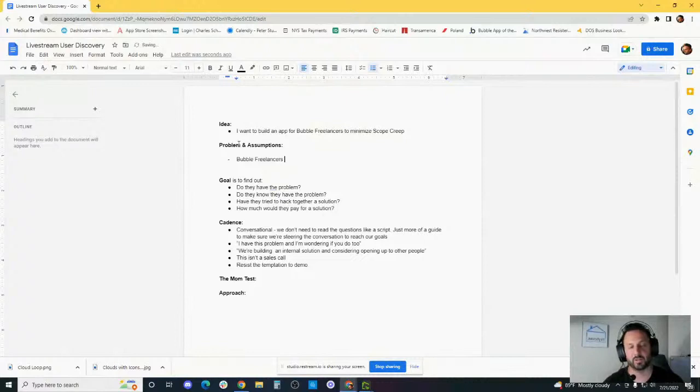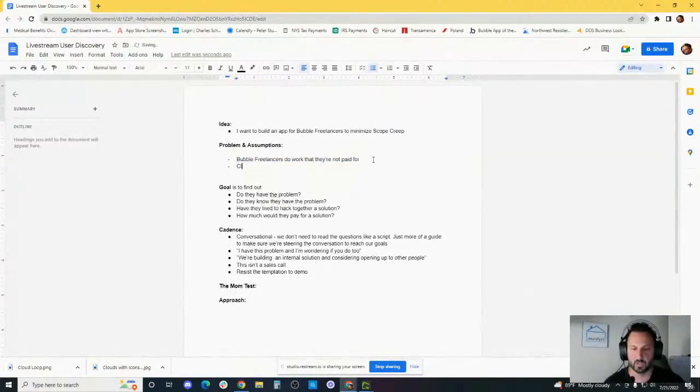I have a hard time. I want to say Bubble freelancers do work that they're not paid for. Something to that effect. We'll revise this, right? Because the wording can get tricky with this stuff. All right. Do work that they're not paid for.